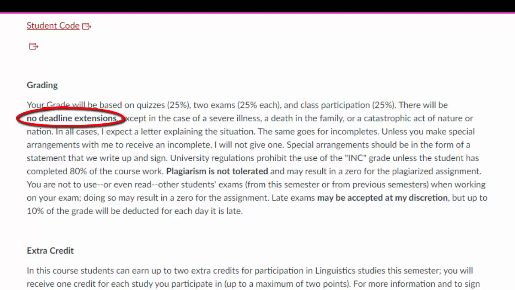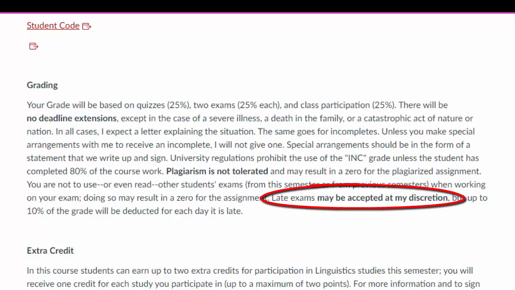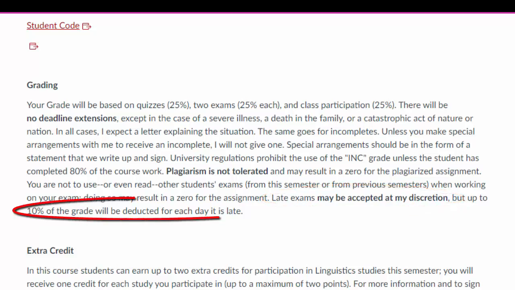There will be no deadline extensions, except, of course, in cases that rise to the level of an emergency. I'll be the determiner of whether it actually rises to the level of an emergency. You have to give me enough context to let me know what's going on. Try to do it as quickly as you can when you know that you are going to or have missed a deadline. Contact me, and we'll try to work it out. In some cases with exams, I might give you an extra couple of days with a penalty. So as I say, late exams may be accepted at my discretion, but up to 10% of the grade will be deducted for each day it's late.